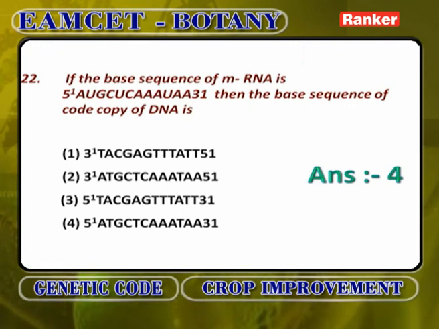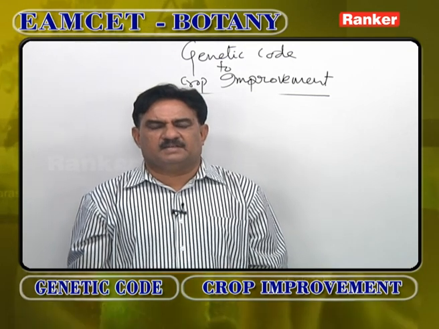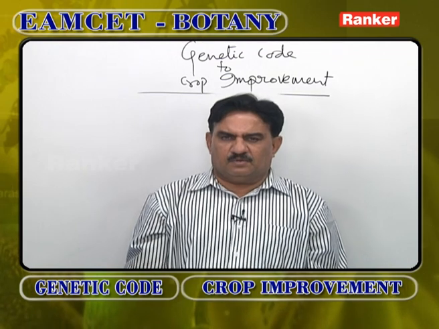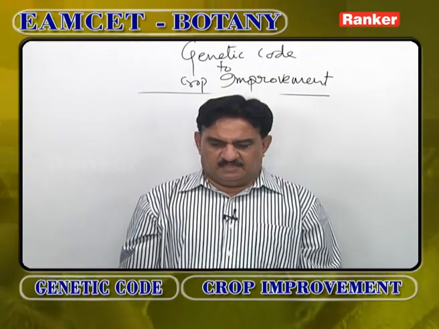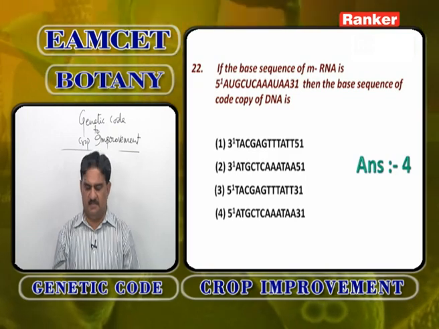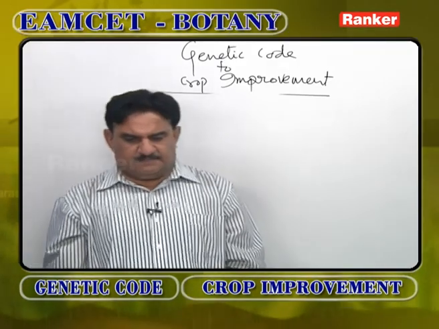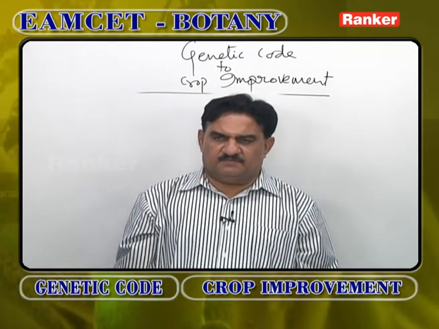If the base sequence of mRNA is 5 prime AUG, CUC, AAA, UAA, 3 prime, what is the base sequence in the coding strand? The coding strand is the DNA strand which is not forming the messenger RNA. The template strand is the DNA template which has formed messenger RNA. So, the answer is ATG, CTC, AAA, TAA, because except for thymine, all are the same; mRNA does not contain thymine, and uracil is present in its place.